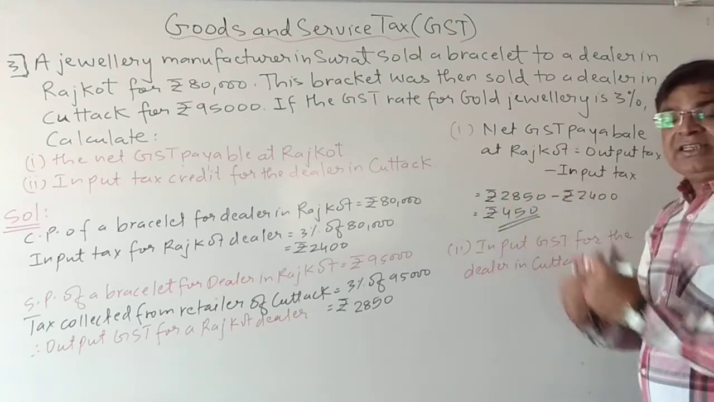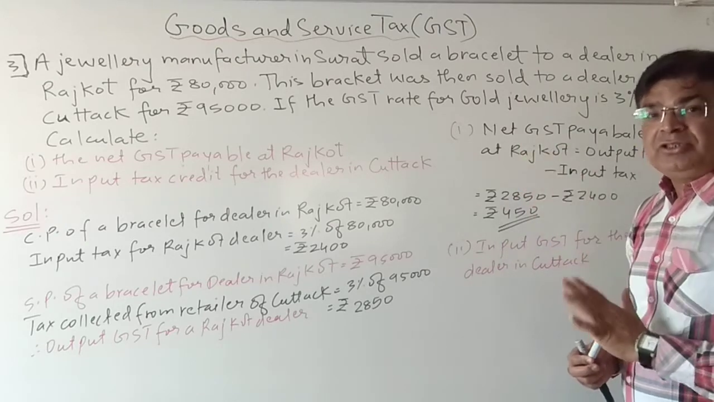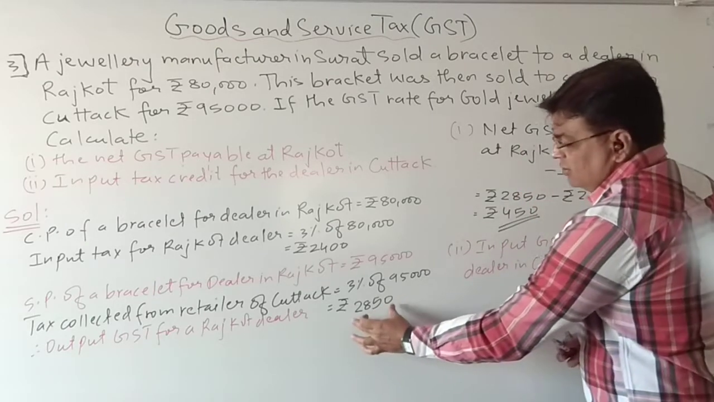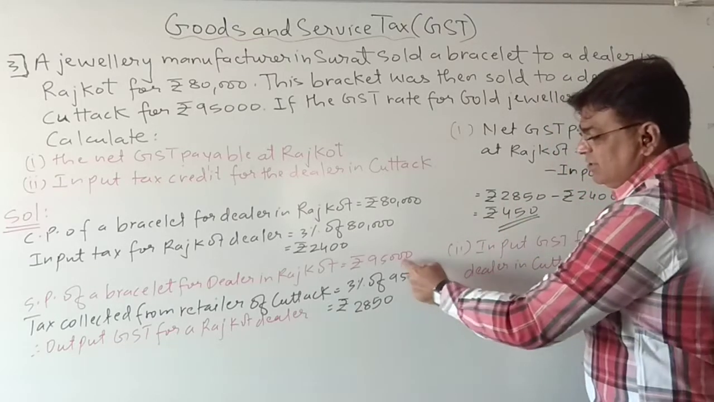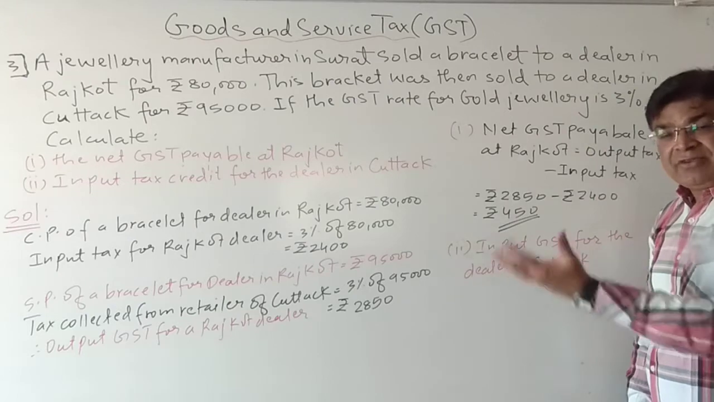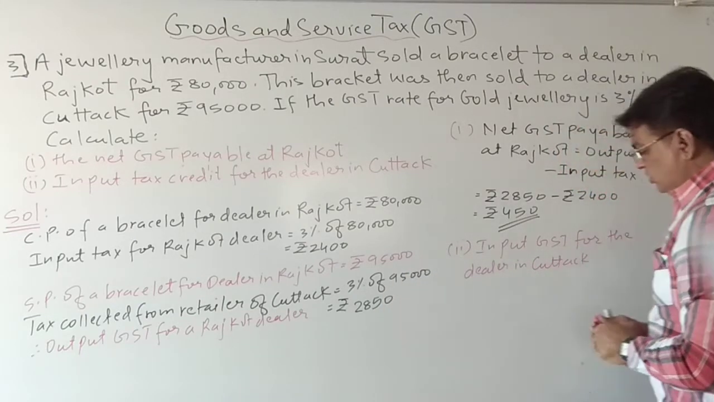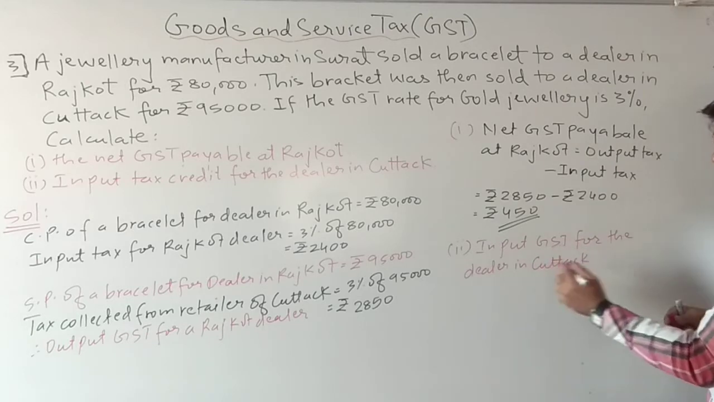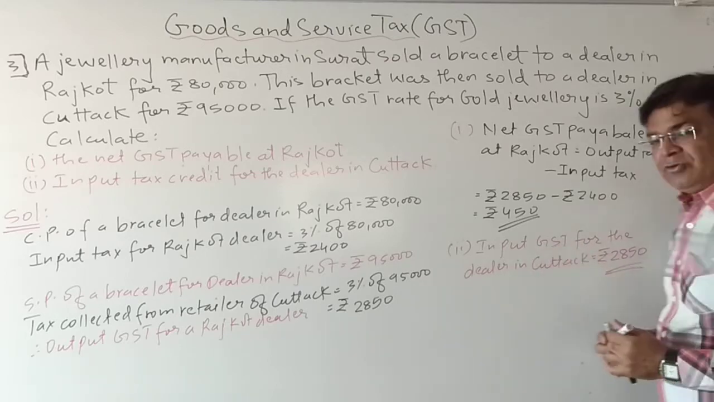Because he is purchasing, whenever you purchase goods, the tax which you pay is called input GST. So this Cuttack dealer is purchasing from the Rajkot dealer at which price? At this price, and how much tax is he paying while purchasing? This much. So this will be the input GST for the dealer in Cuttack. That comes to rupees 2,850. This we already found.